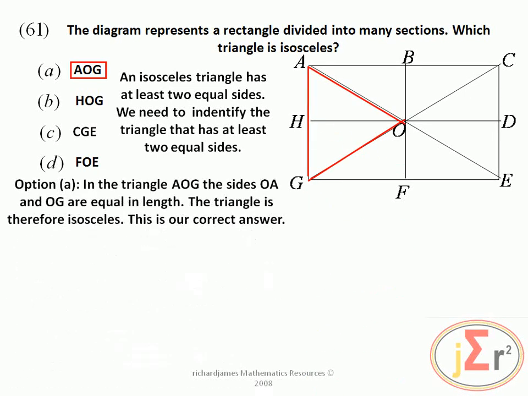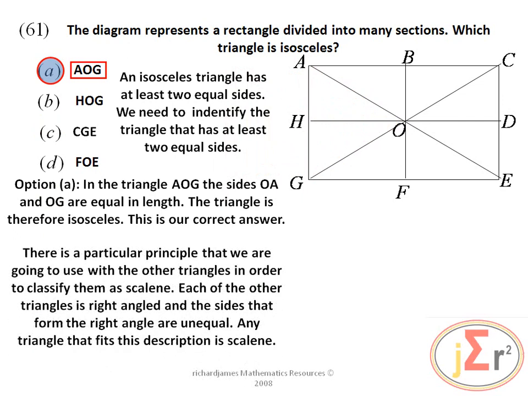We are looking at the triangle AOG. Option A, that is what we are looking at. In the triangle AOG, the sides OA and OG are equal in length. The triangle is therefore isosceles. This is our correct answer.